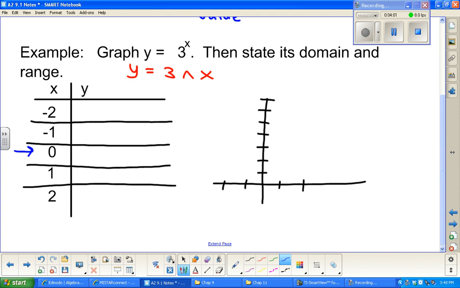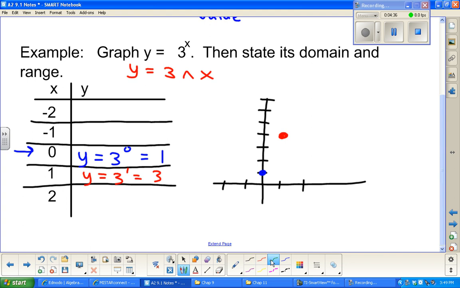So I just made a little table just to see what's going on. If x were 0, y would equal 3 to the 0 power. There's a little property: anything to the 0 power equals 1. So the point (0, 1) is going to be on the graph. Let's do the positive values. If x were 1, y equals 3 to the first power, which is just 3, so (1, 3) is on the graph.